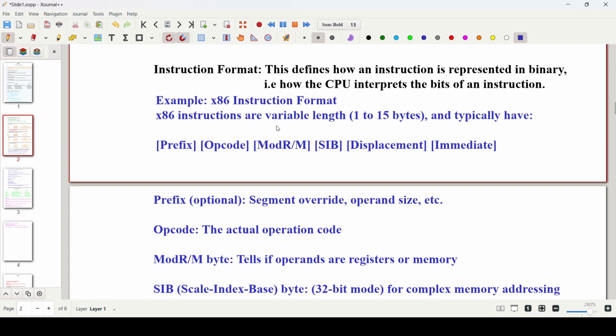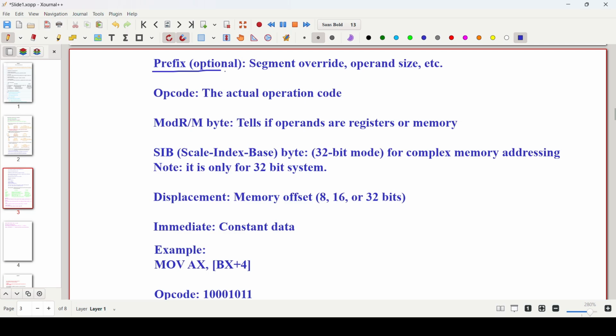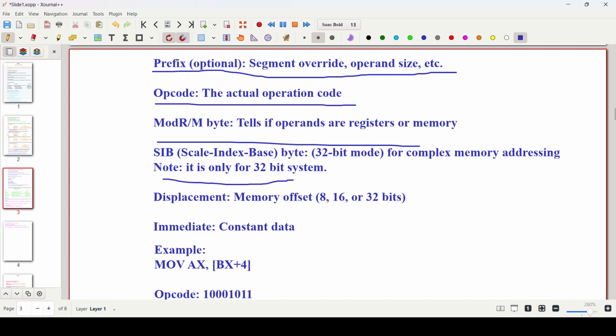Like the x86 instruction format. We usually calculate the length of the instruction in bytes, like 1 to 15 bytes can be the length of the instruction, and it typically has this kind of format. Okay, the first one is the prefix, the second one is the opcode, the third one is the ModR/M, whether your mode is register or memory address. The fourth one is SIB, the fifth one is the displacement, and the sixth one is your immediate. Okay, so here I have written the meaning of all the components. You can read here.